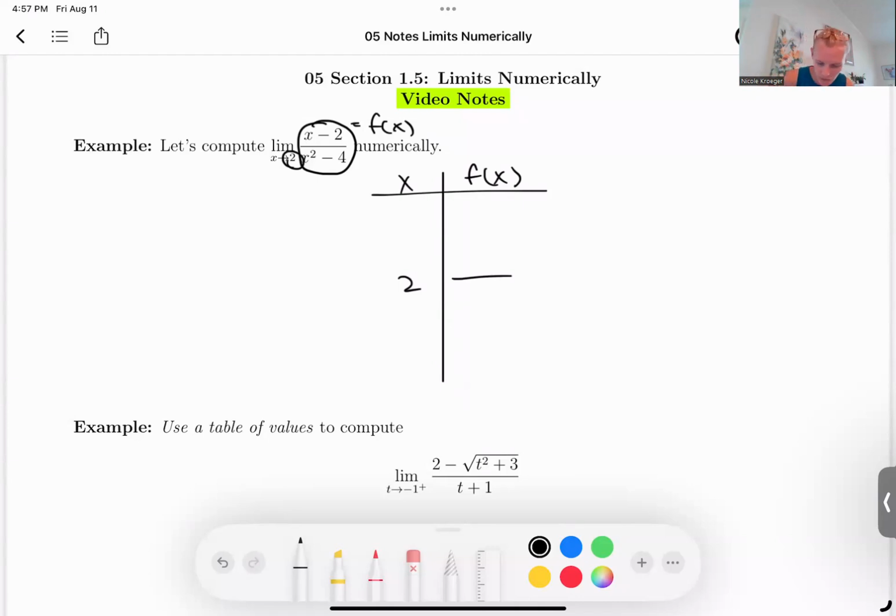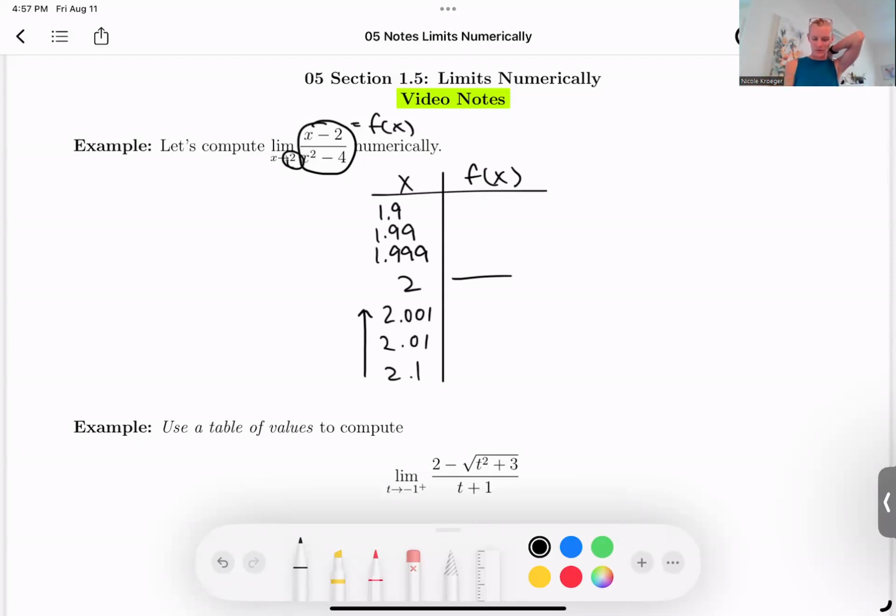So numbers bigger than 2, let's do like 2.001, 2.01, and 2.1. Notice that in this direction, the numbers are getting closer to 2. So 2.1 is bigger, 2.01 is closer to 2, 2.001 is even closer to 2. Okay, let's pick numbers a little bit smaller than 2. Let's try 1.9, 1.99 is a little bit closer to 2, and 1.999 is a little bit closer to 2. We usually pick numbers like this: 0.001, 0.01, 0.1, and then the 0.999s.